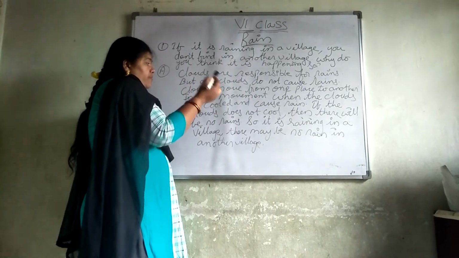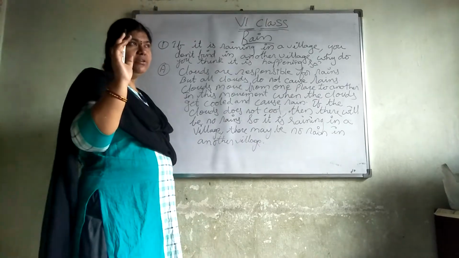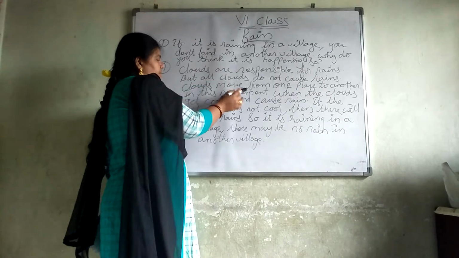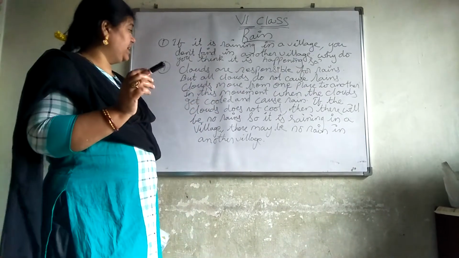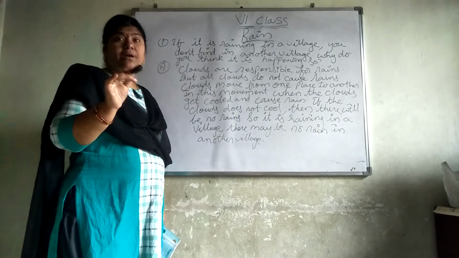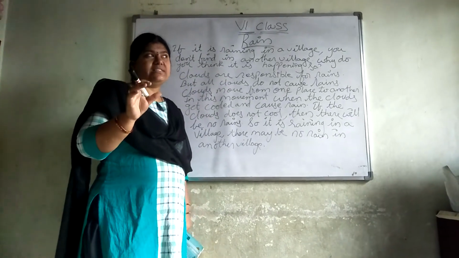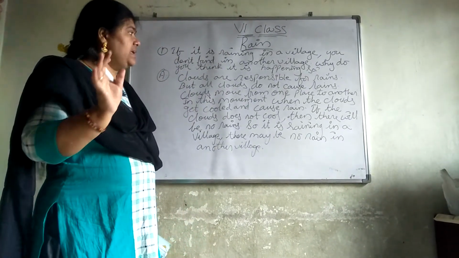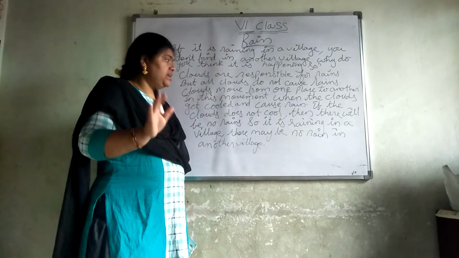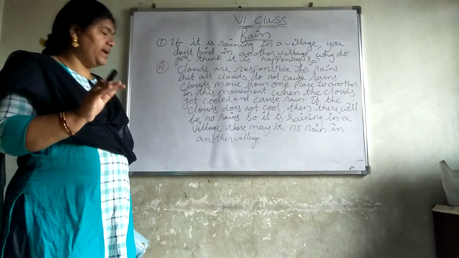Clouds move from one place to another. Because of the wind direction, in which way the wind blows, the clouds will move in that direction. In this movement, when the clouds get cooled and cause rain, the cloud should become dark black or grey in color. When the cool breeze touches, it will rain. If the clouds do not cool, then there will be no rain. So it is raining in a village, there may be no rain in another village.